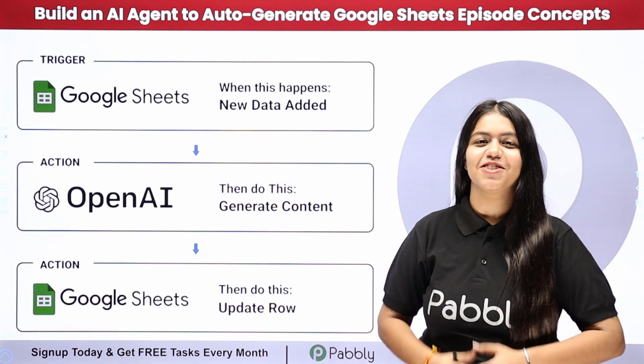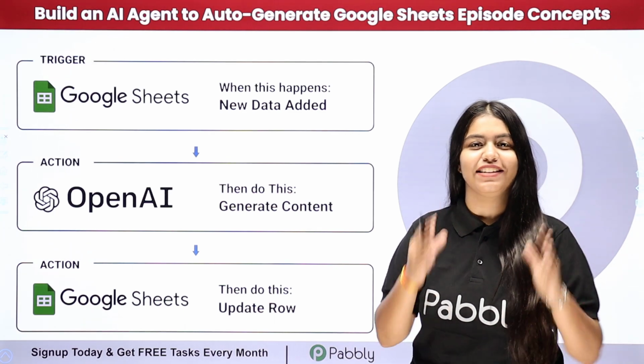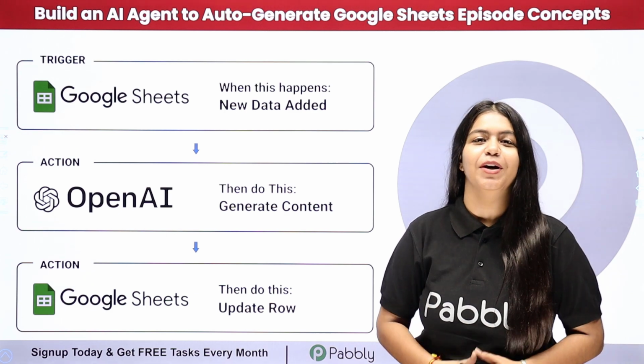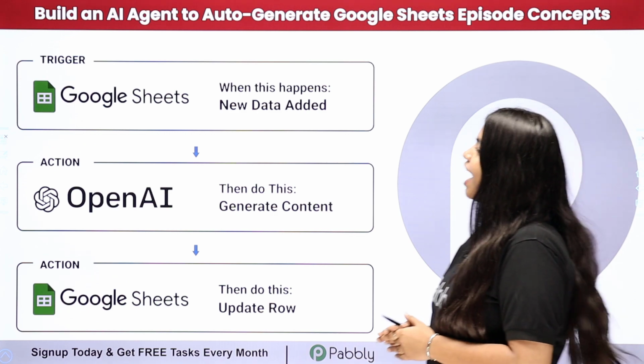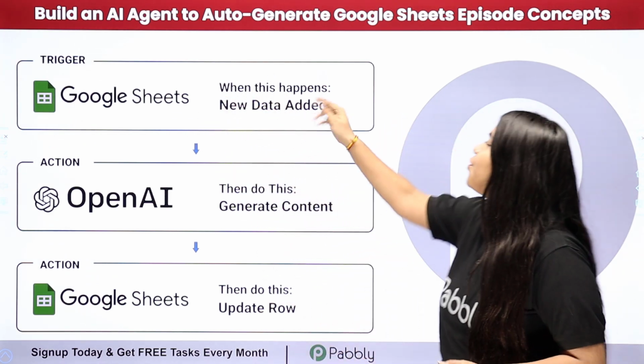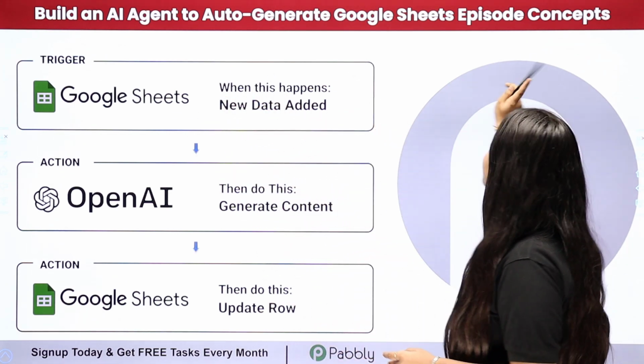So are you also still generating the episode concepts manually? Then this video is definitely for you. So hello all, welcome back to Pabbly Connect, and in this video we are going to understand how to build an AI agent to auto-generate Google Sheets episode concepts.